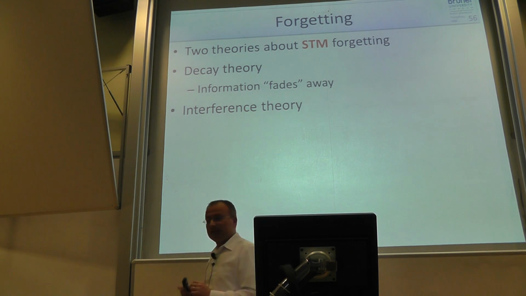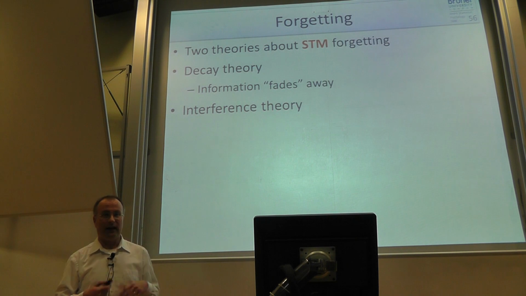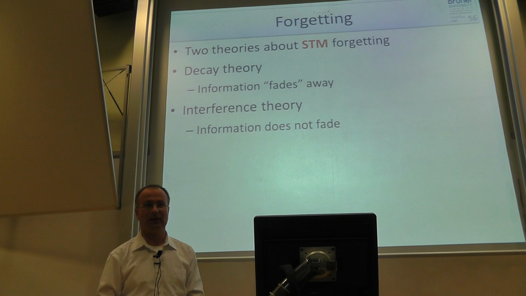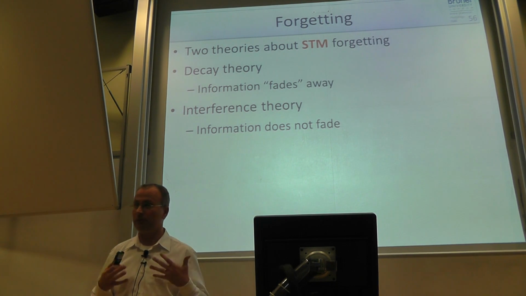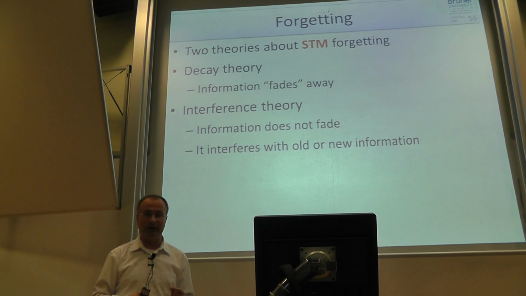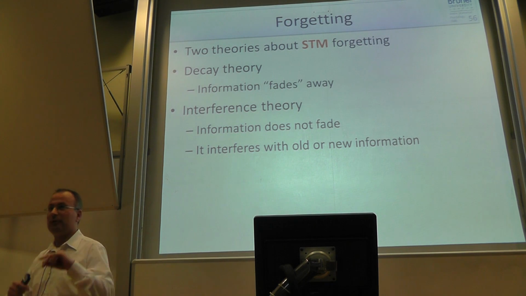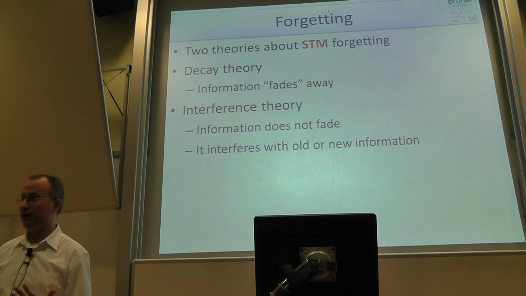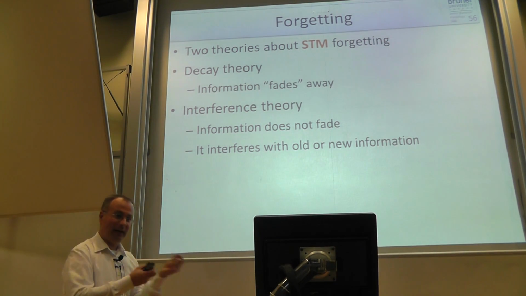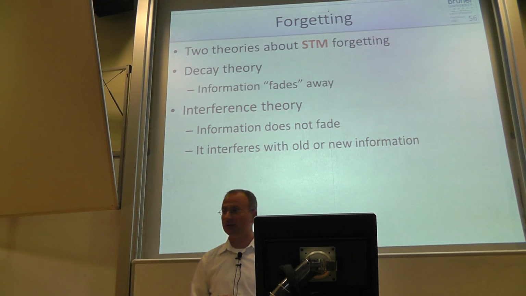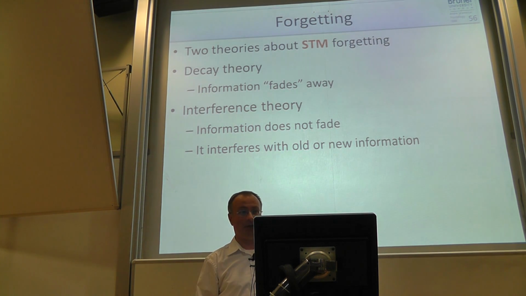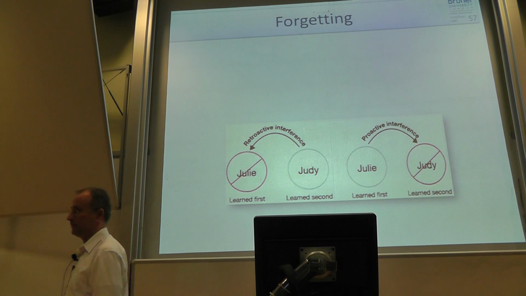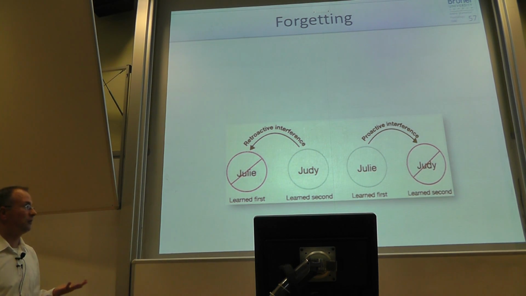Another theory is interference theory. And interference theory states that information does not fade. It could stay there forever in principle. However, what happens is that we get interference with either old or new information, or both. And then we can't distinguish it anymore. We get confused and we lose it. There are different types of interference which are very common and often.